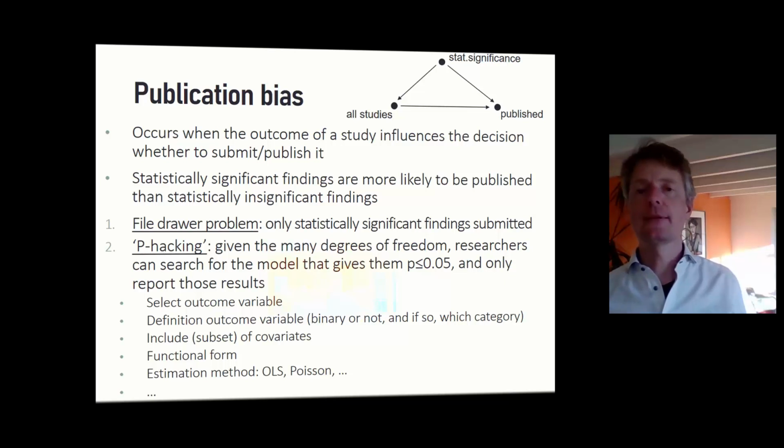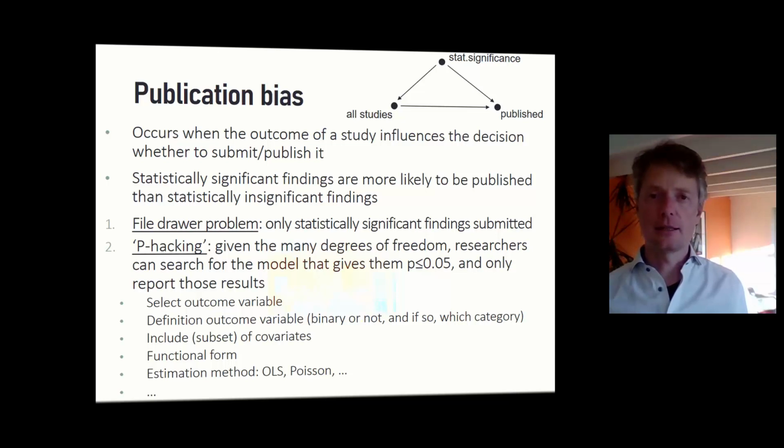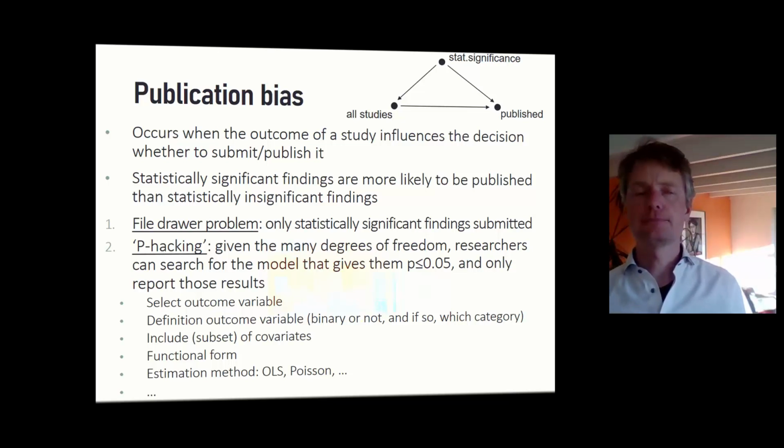And on top of that, there's also the so-called p-hacking problem, that researchers may not report all of their findings. So they may not submit a paper that does not provide a statistically significant result, or they may only report certain results. For instance, they look at many interaction terms, and then they only report those interaction terms that provided statistically significant results.